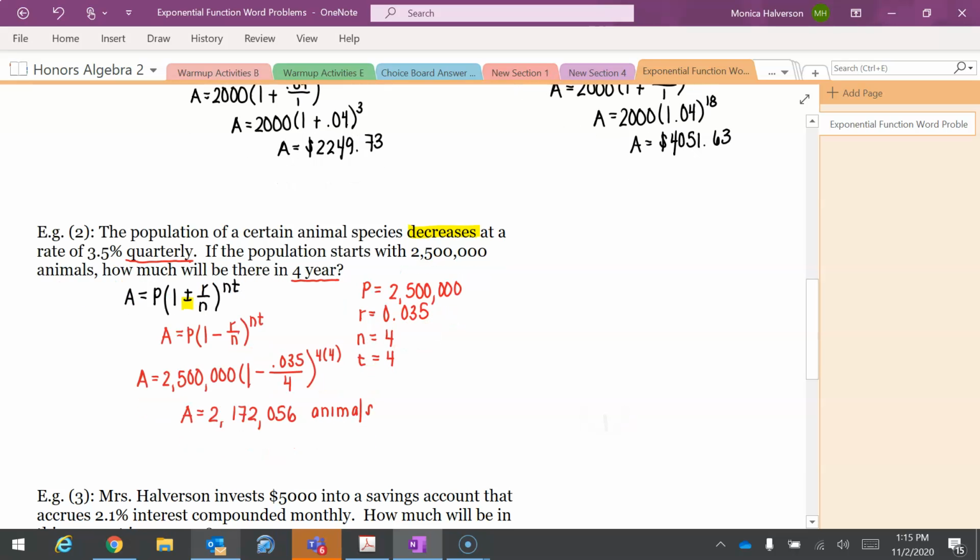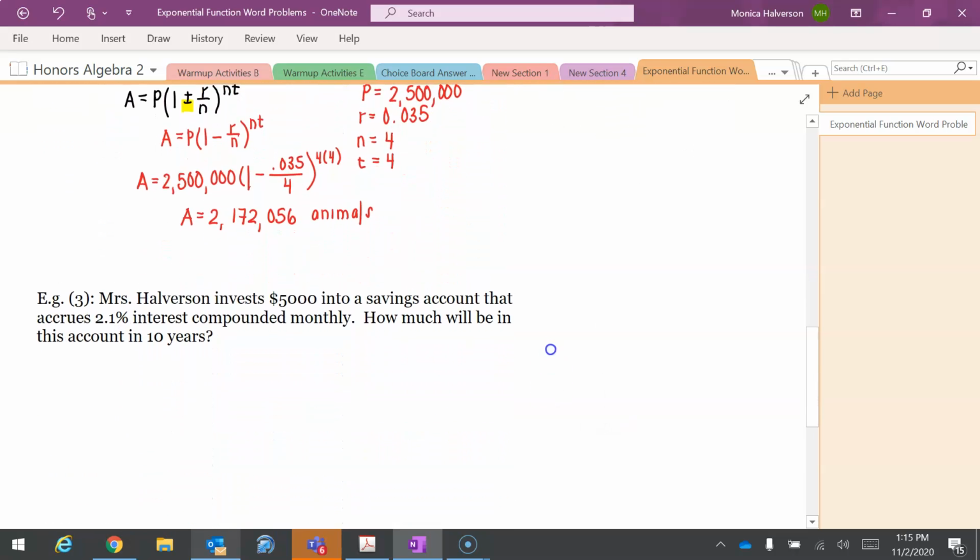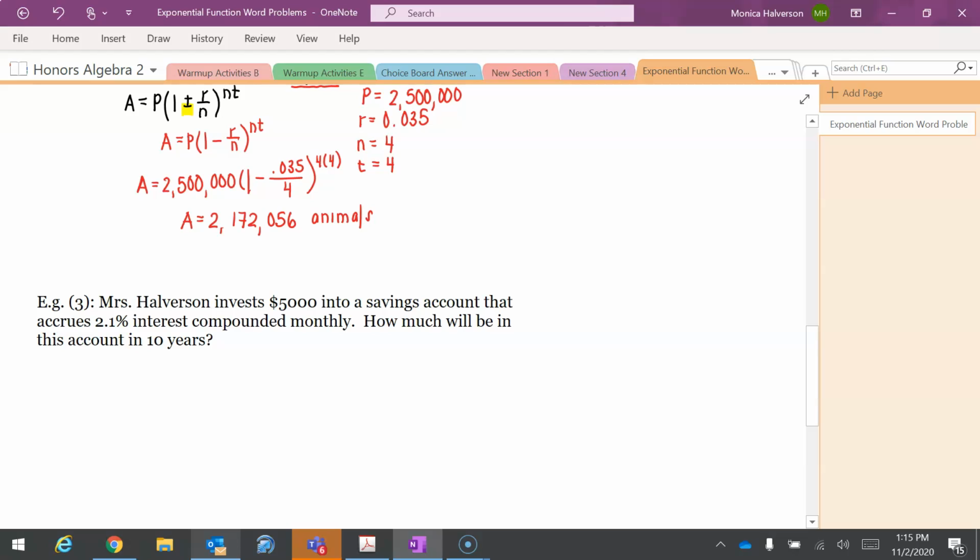All right? So now I would like you to do this entire problem on your own. Mrs. Halverson invests $5,000 into a savings account that accrues 2.1% interest compounded monthly. How much will be in this account in 10 years? Okay, identify which equation you're going to use, identify the knowns, and solve for the unknown.